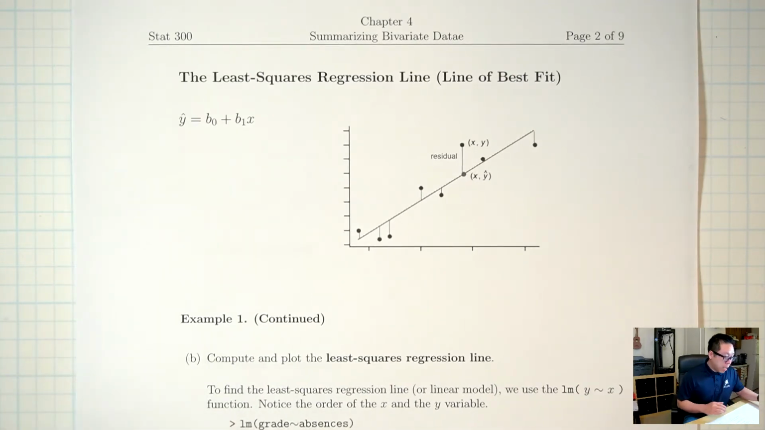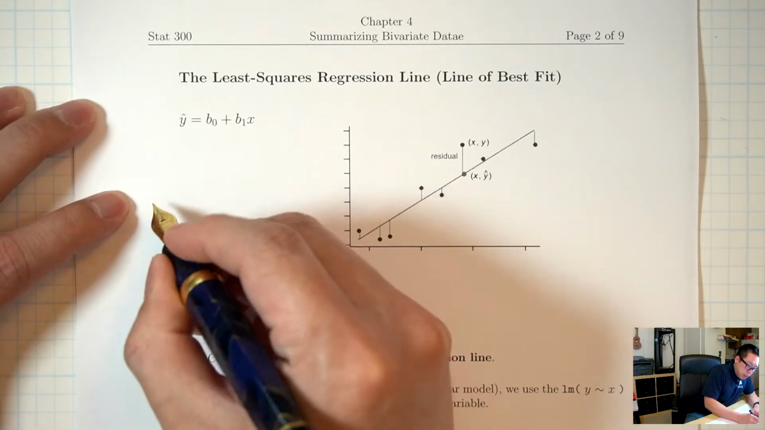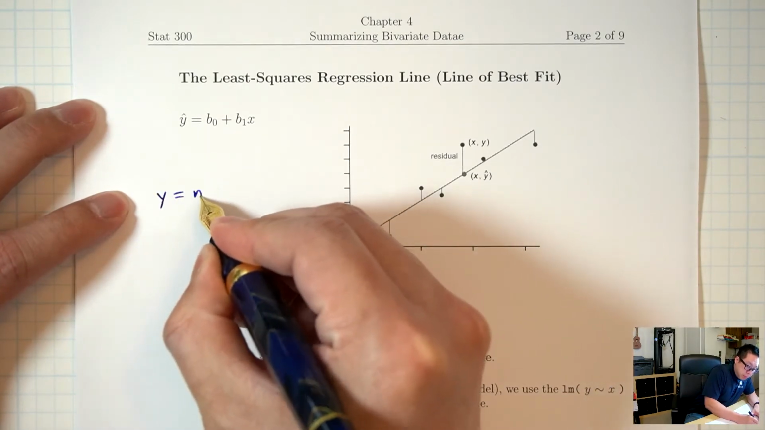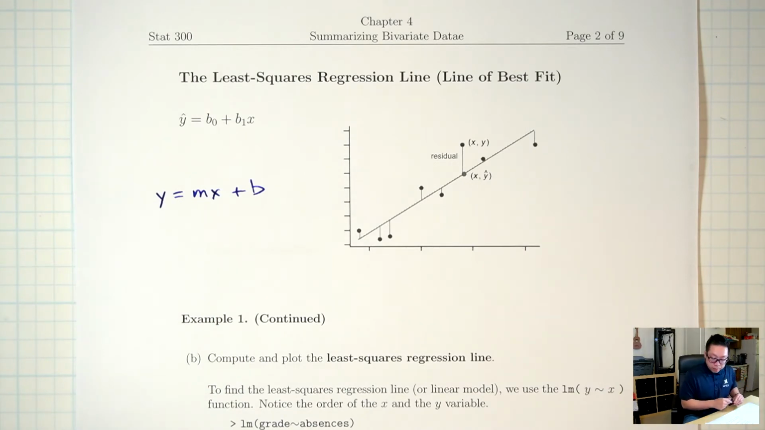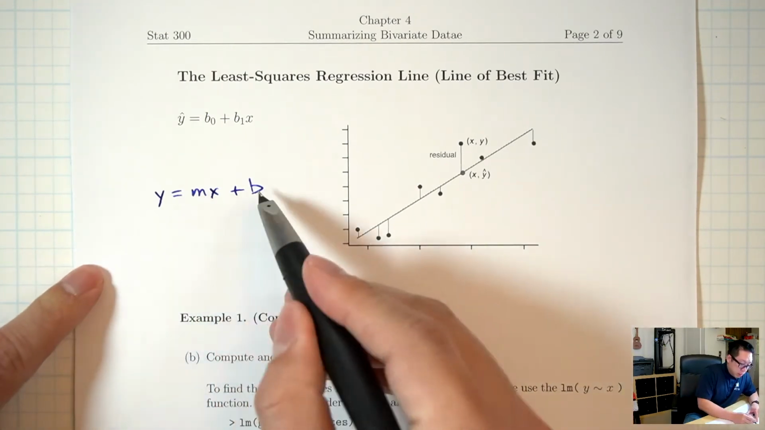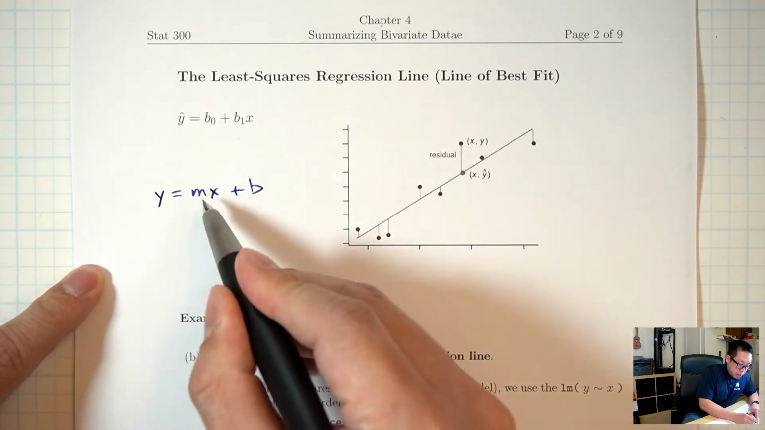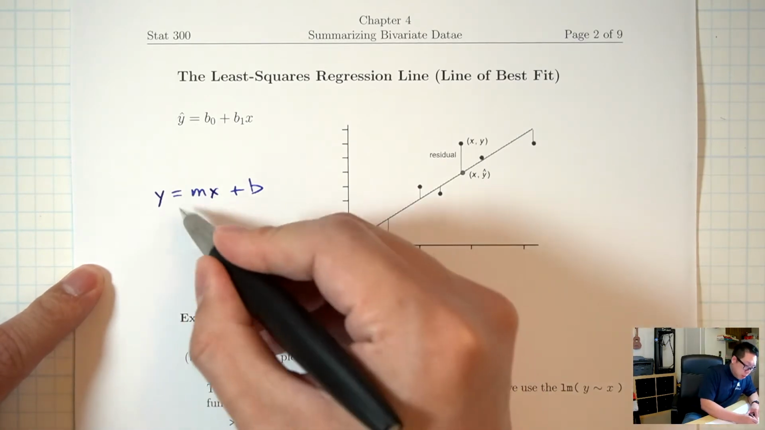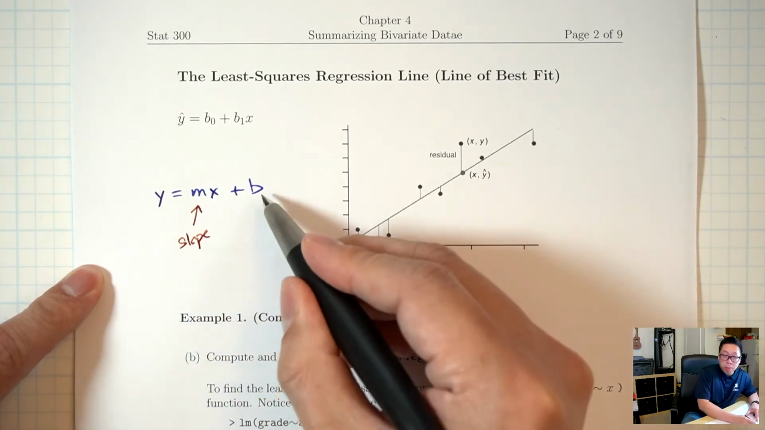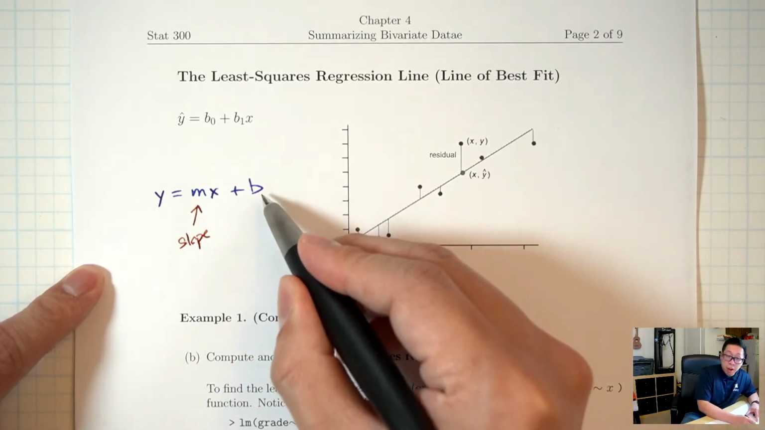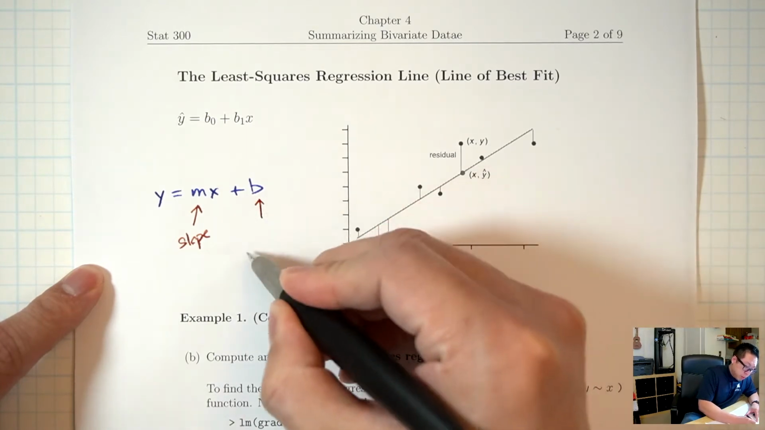Before I talk about how to get that line, let's take a step backwards and talk about lines in algebra. In algebra, you may remember that the equation of a line is y equals mx plus b. And there's two important numbers here, the m and the b. The m, which is the number multiplying the x, the coefficient of the x, that's the slope. The other number that doesn't have an x attached to it, the constant, that's the y-intercept.